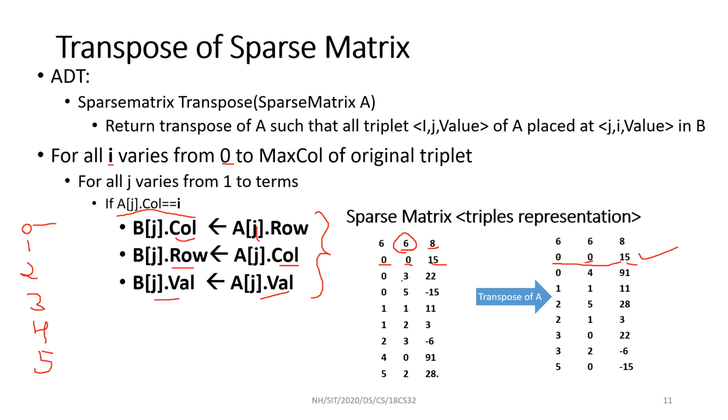What is the column value? 3. Is it equal to 0? No, skip. 5. Is it equal to 0? No, skip. 1. Is it 0? No, skip. 2. Is it 0? Skip. 3. Is it 0? No, skip. 0, which is equal to I value 0.